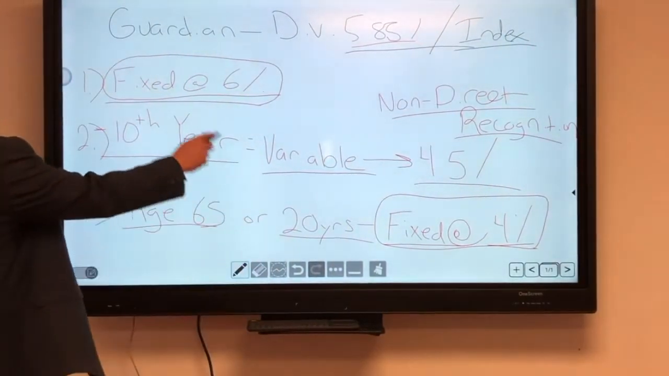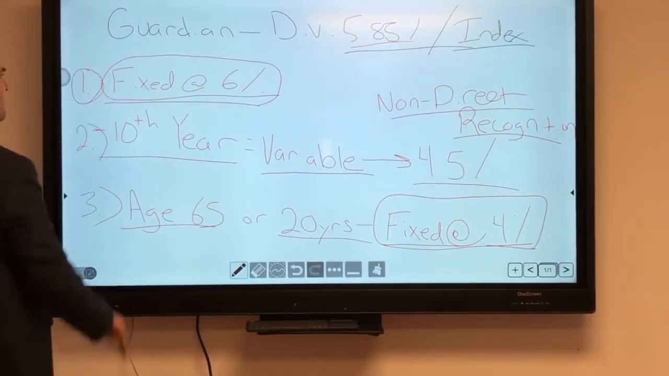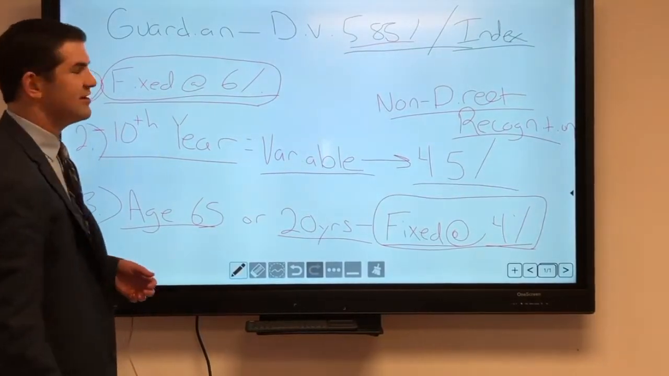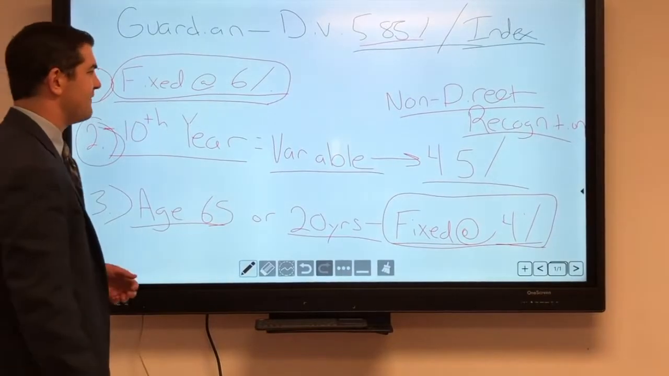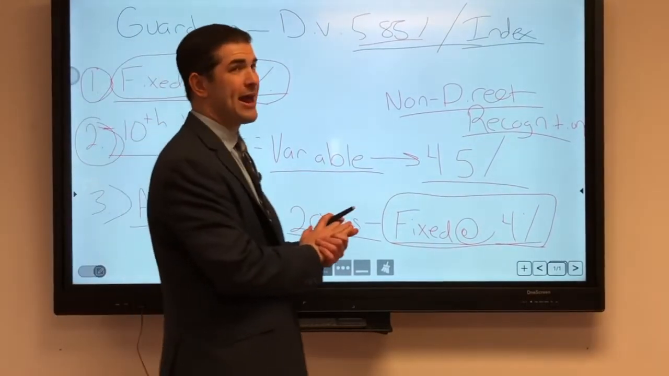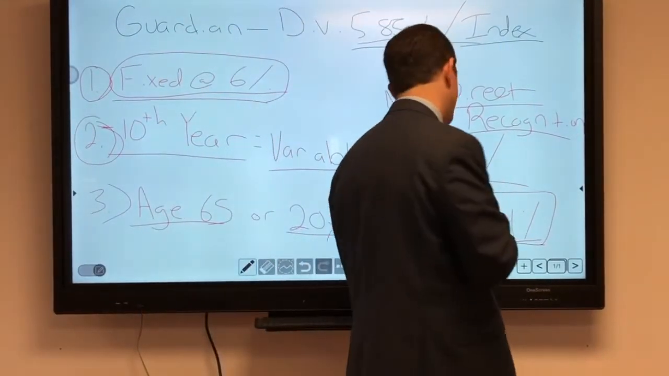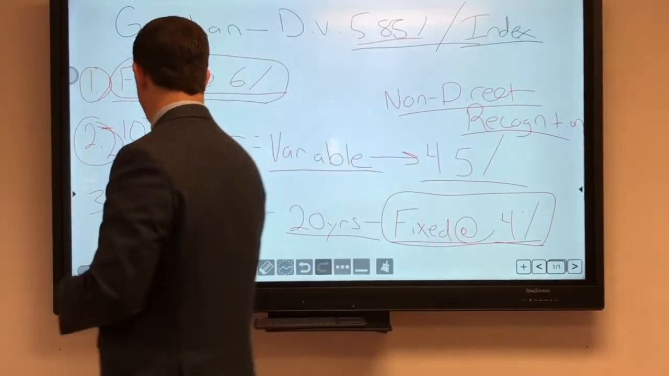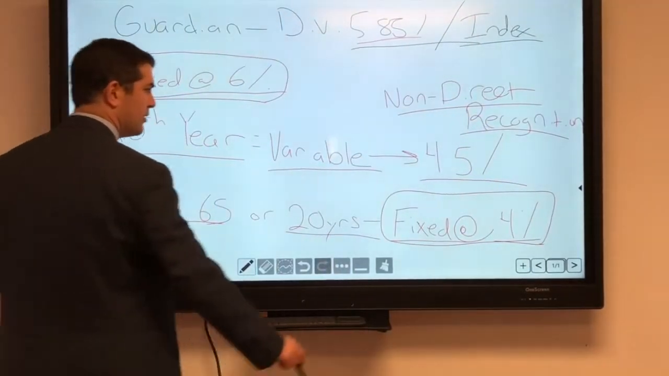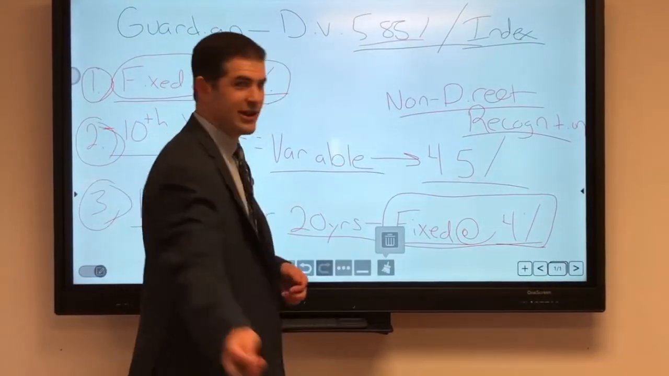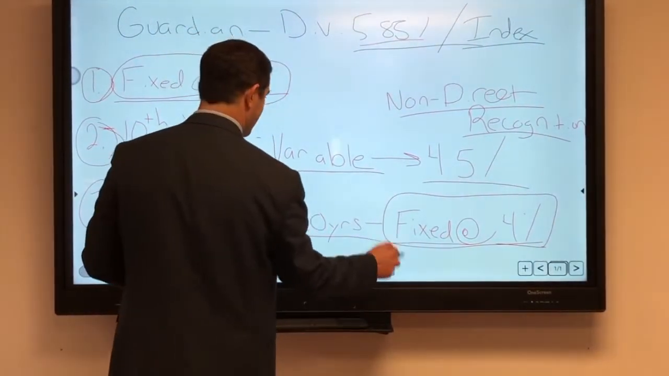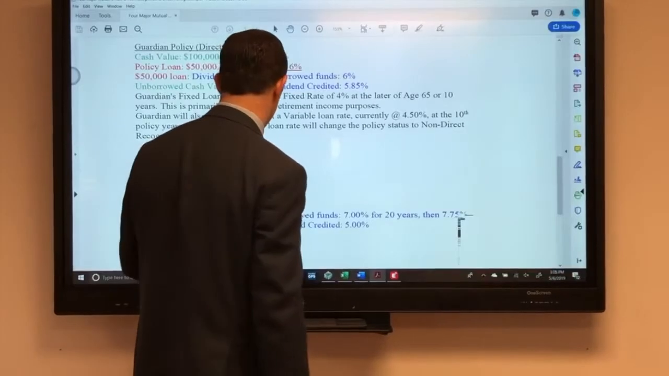So step 1, or phase 1, I've got a fixed loan rate with a Guardian policy at 6%. Step 2, I can elect that variable loan rate option. I do not have to. I can keep the fixed one if I want to. And then step 3, my fixed loan rate will drop to 4%. Questions on that? All right. Let's progress on. One more to go.